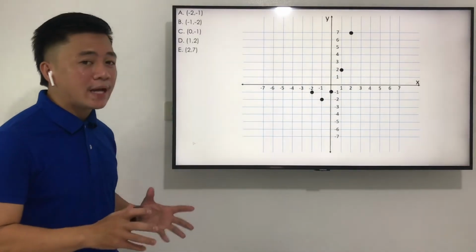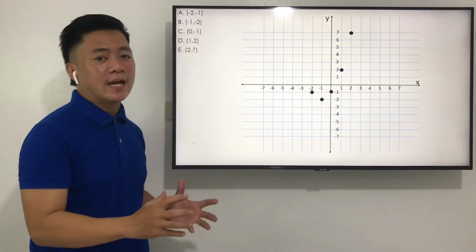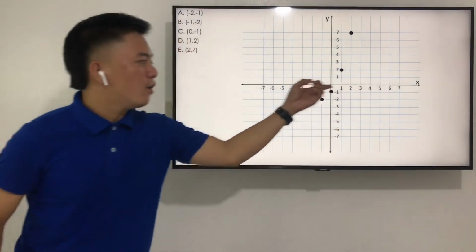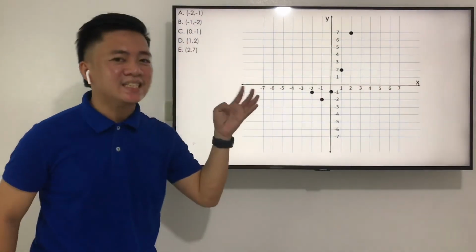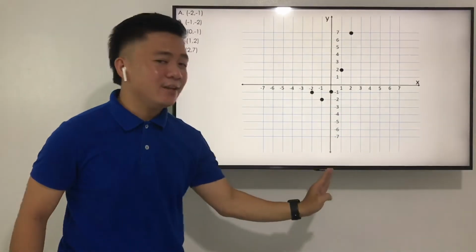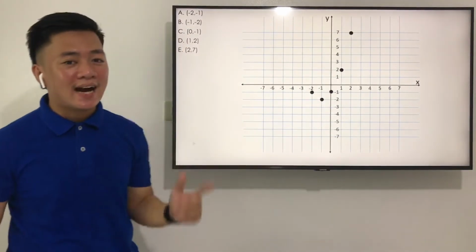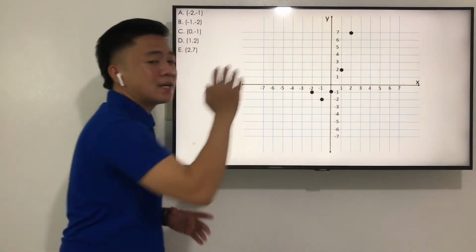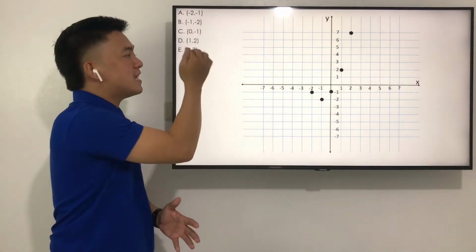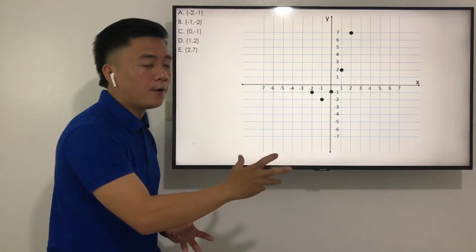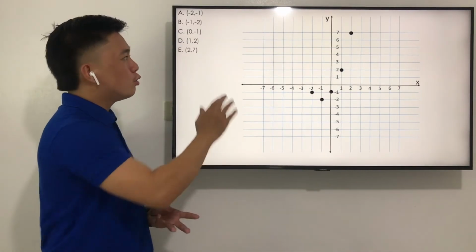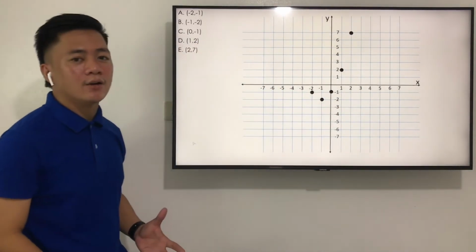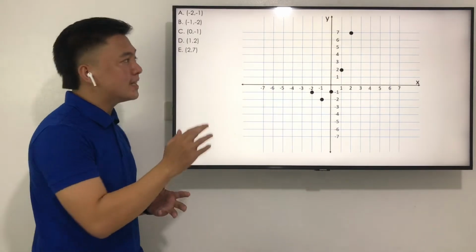Next is, syempre, ipa-plot natin yung points na meron tayo. So, titignan natin dito yung ating Cartesian plane, yung ating horizontal line, yung pahiga, siya si X-axis. Vertical line, yung patayo, is siya si Y-axis. So, bakit 7? Kung makikita natin 7 lahat ng dulo natin. Kasi, pinakamataas natin na number dito is 7. Para magandang tignan and uniform is 7 yung nilagay ko. So kung 10 yan, lagay nyo is hanggang 10. So sa lahat ng side na meron tayo. So next is, ipa-plot natin yung points na meron tayo.